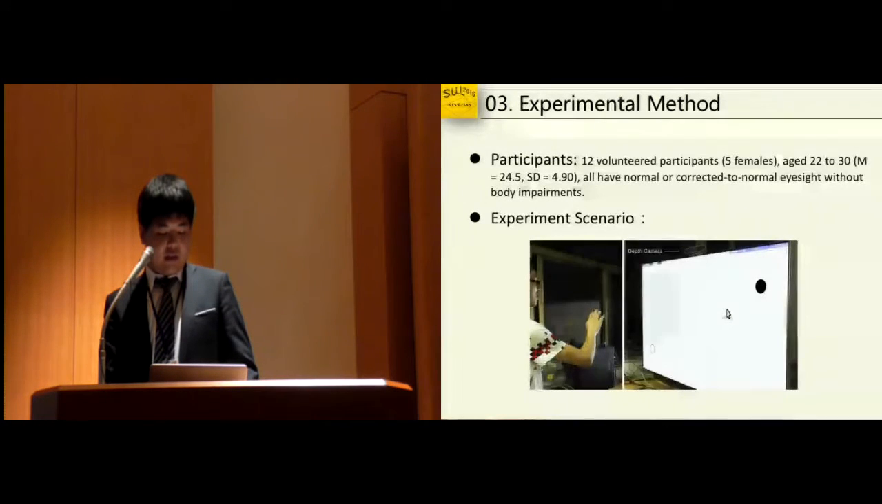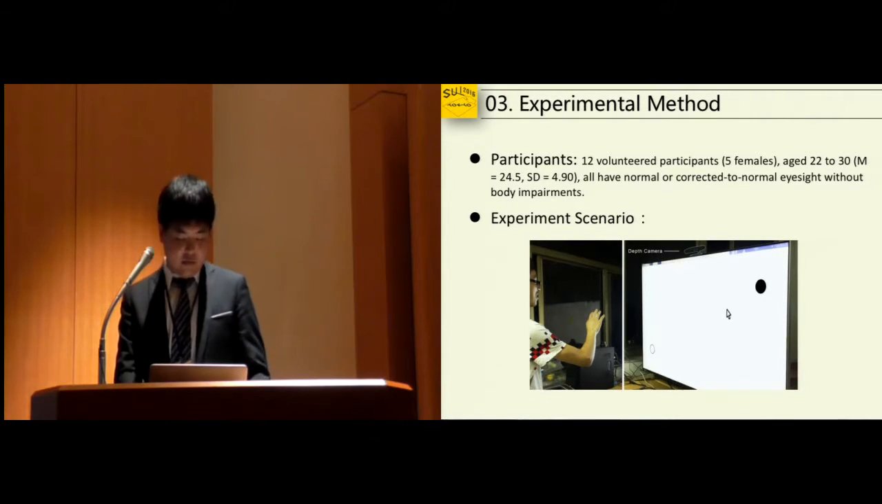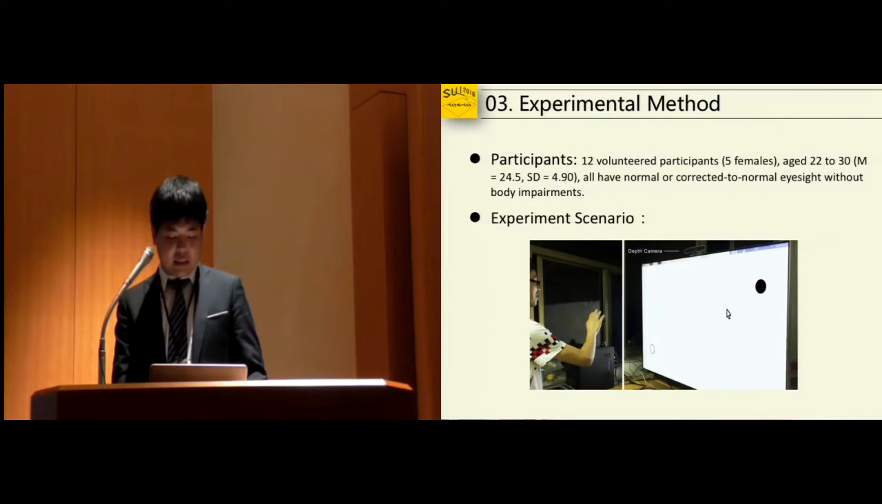A total of 12 volunteers were recruited as participants in this study, with a mean age of 24.5. 5 of them are female. All participants have normal or corrected-to-normal eyesight without body impairment. The figure on this slide shows the study scenario.